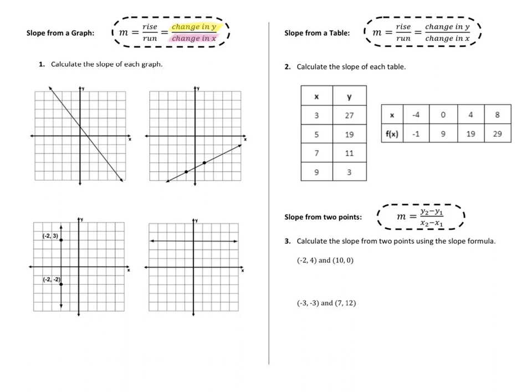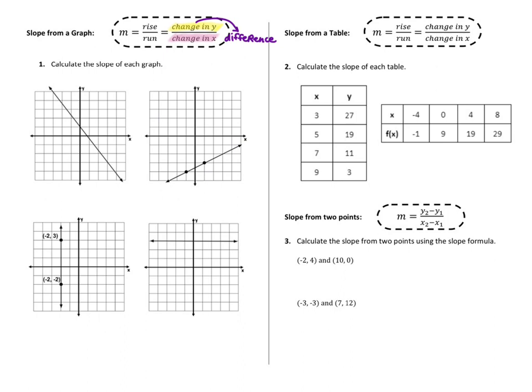So if you wanted to add that as a note, that word change means difference, right? We're going to subtract two y values, and then we're going to subtract two x values. That is the distance where you rise from point to point, over how you run from that same point to the other point. Okay, so first we're going to look at finding slope from a graph.